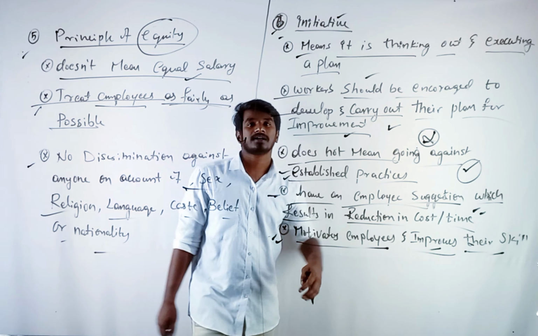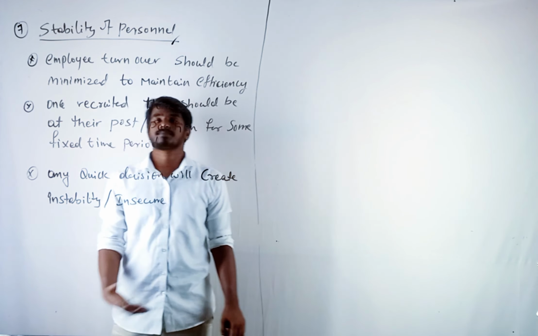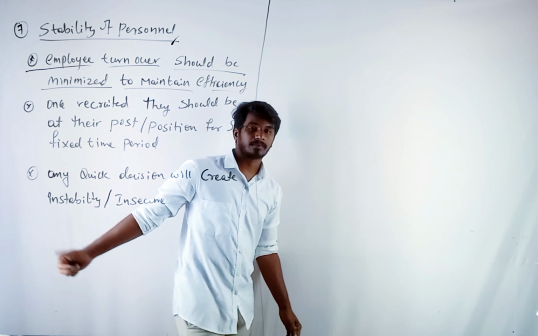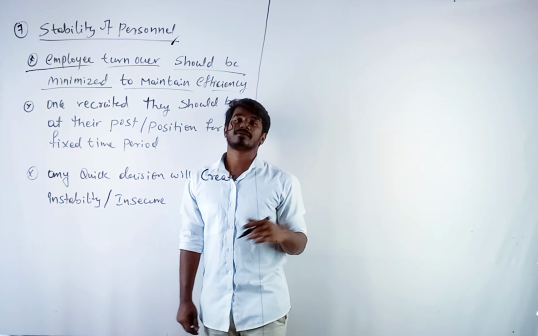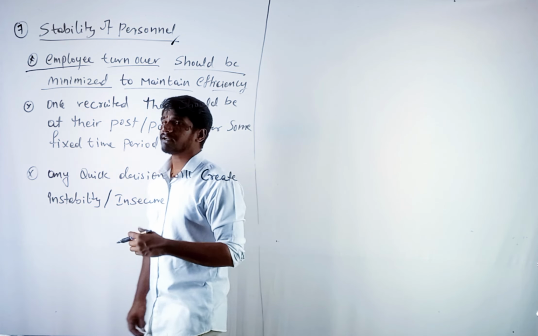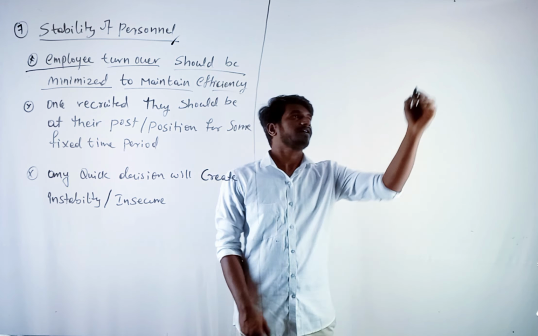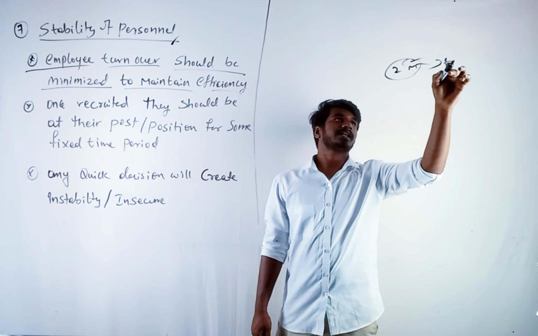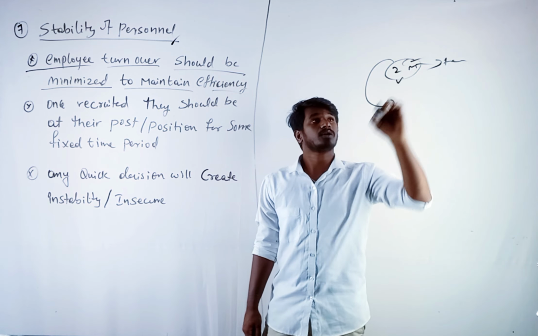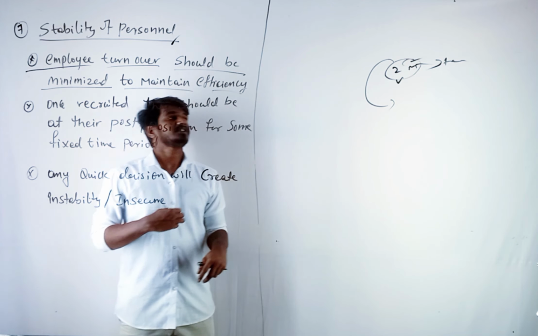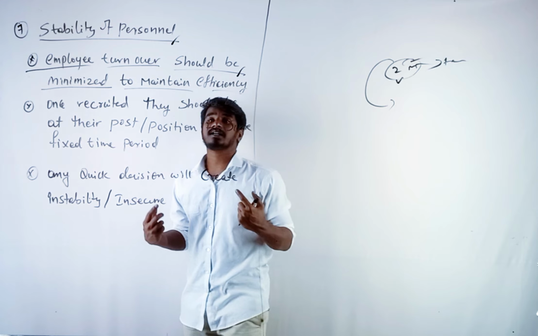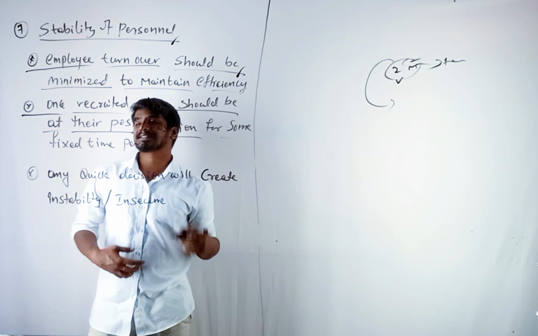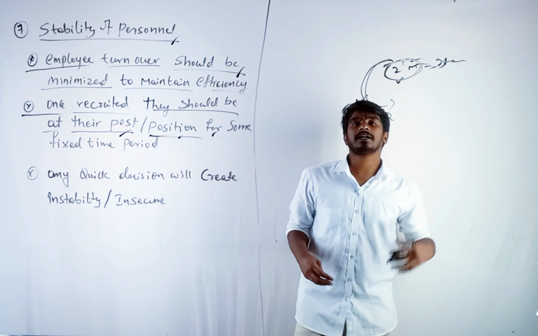Let us see the seventh point. The seventh principle is stability of personnel, which means employee turnover should be minimized to maintain efficiency. The first point speaks about employee termination. If we keep on terminating the employees, right, it will lead to instability in the organization. If you hire someone and train him for 2 months and his performance is not very good, you terminate him, then again you should train another person for 2 months, which is a waste of time and cost, correct. So for that we should not terminate an employee frequently, right. Once recruited, they should be at their post or position for some fixed time period.